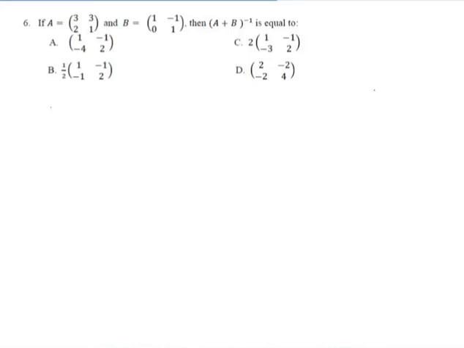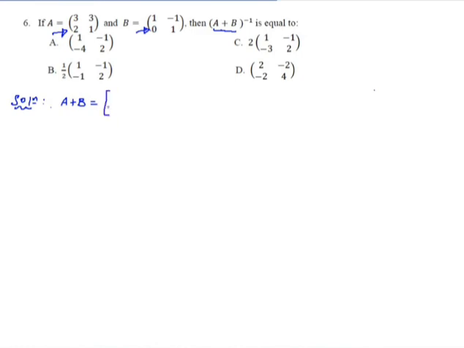This is part 2 problem solving video lesson on matrices. So here the first problem is, if A is a 2 by 2 matrix given here and B is also a 2 by 2 matrix given here, the question is (A plus B) inverse. Okay, A is 2 by 2, B is 2 by 2, so A plus B is 2 by 2. To find (A plus B) inverse, we need to have first A plus B.